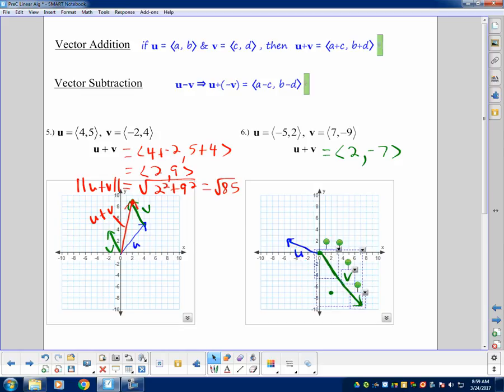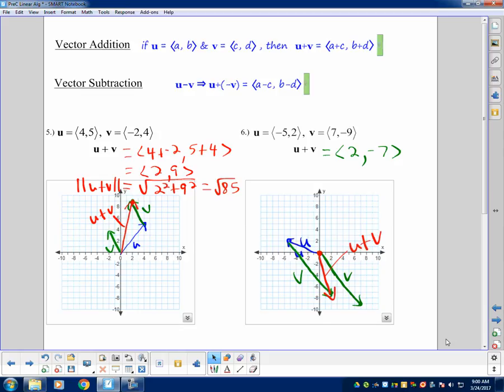Oh no, it separated them all, so I can't do that again. So right here, I'm going to go from here to here, and that is also vector v. I'm adding it to vector u. And if I connect from the origin down to here, I have my vector u plus v. So there's a geometric representation of the vector u plus v.